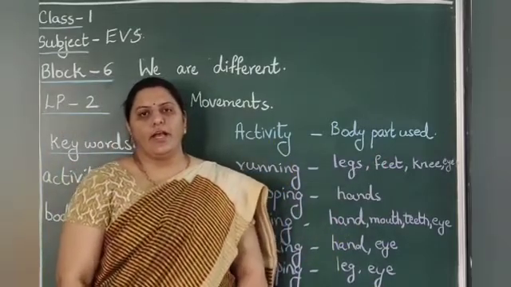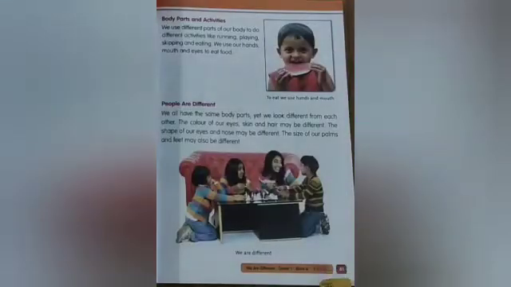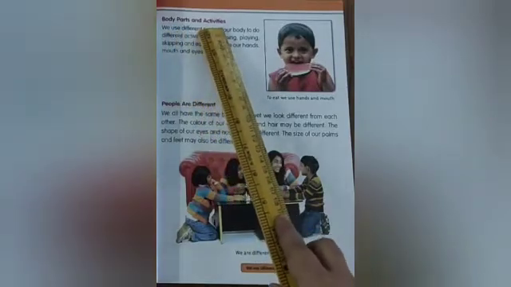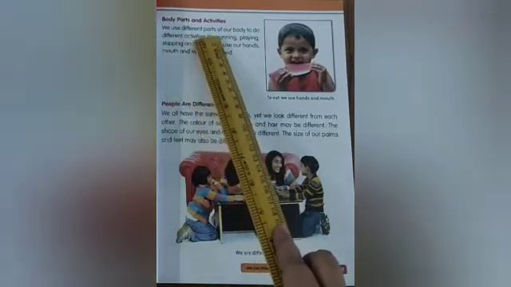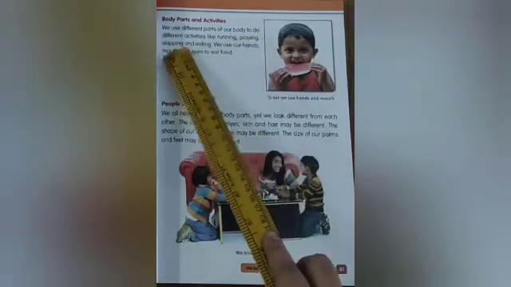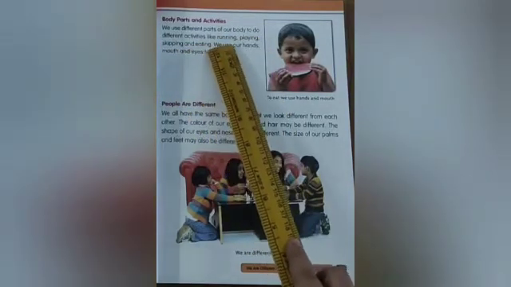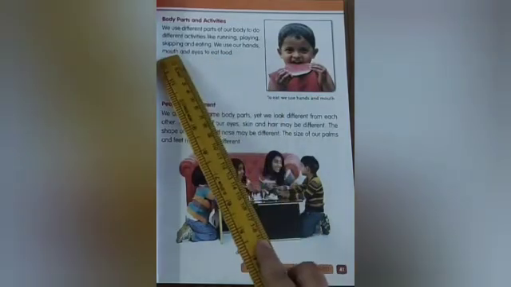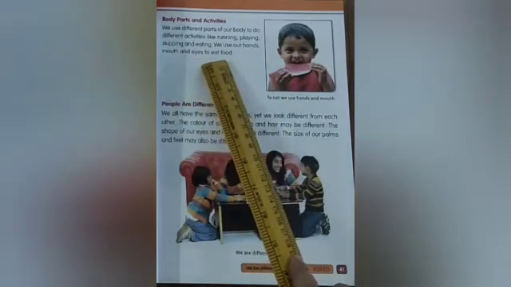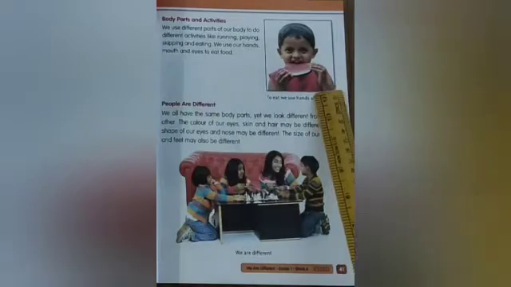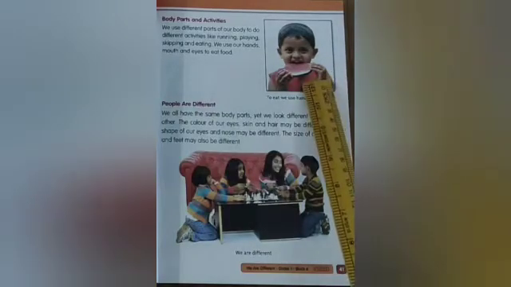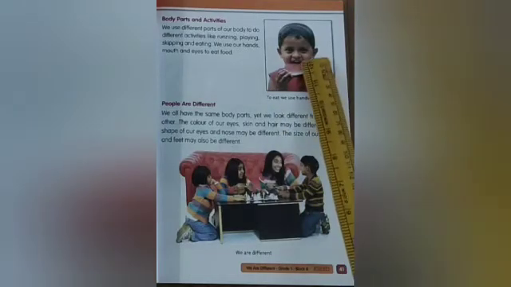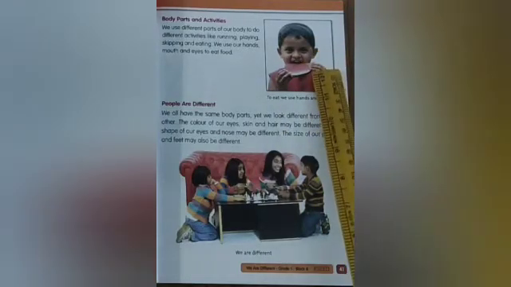Now let us open our reader. Open your reader to page number 41, body parts and activities. We use different parts of our body to do different activities like running, playing, skipping and eating. We use our hands, mouth and eyes to eat food. Can you see the picture here, children? What is the boy doing? He is eating a watermelon with his hands, with his mouth, and he is seeing what he is eating.